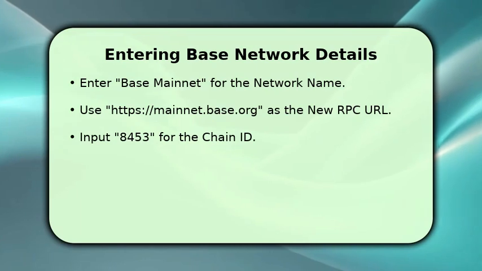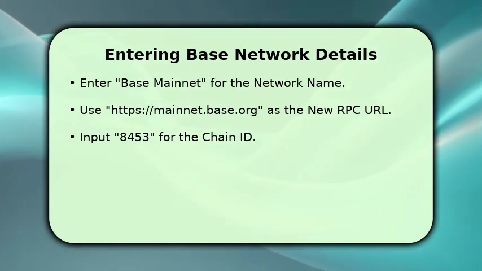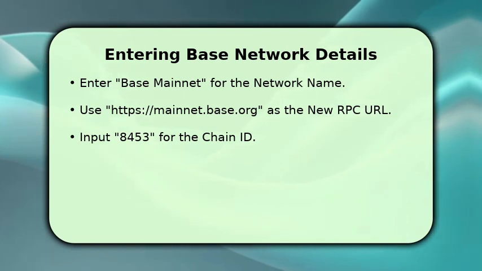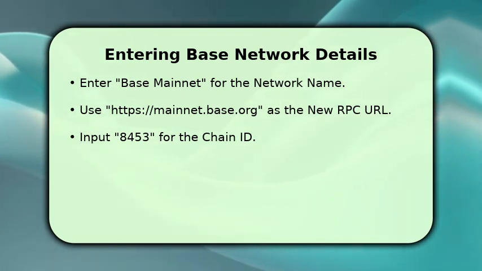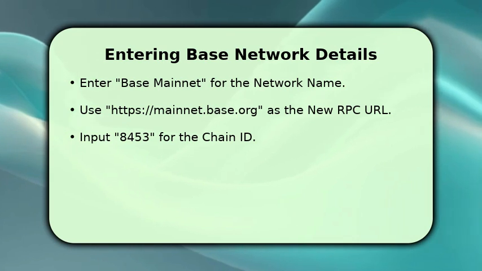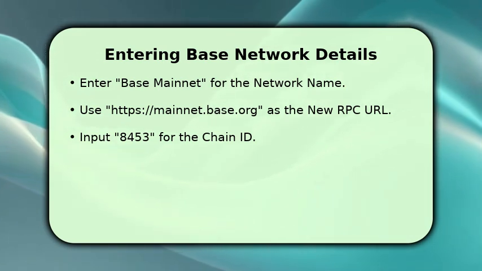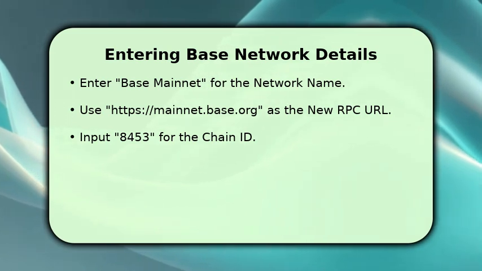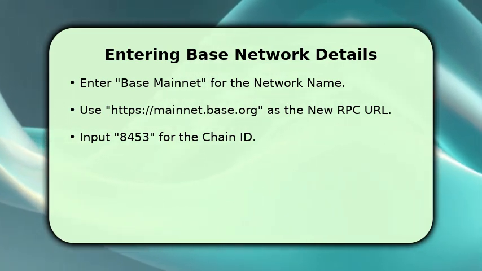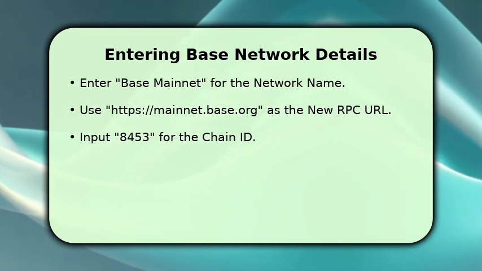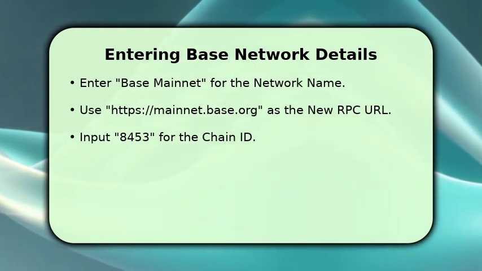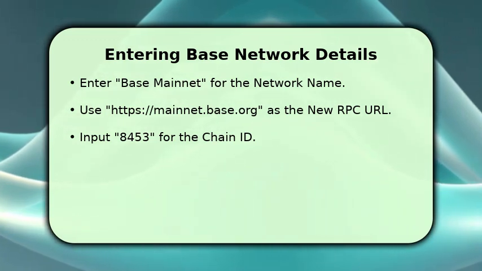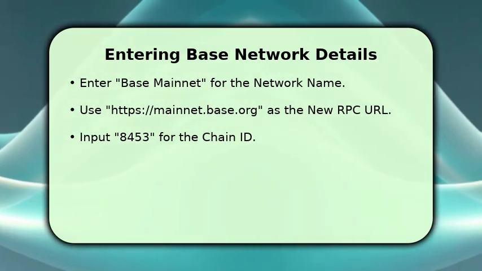Now it's time to input the Base network's details into the fields. For the network name, type Base Mainnet. The new RPC URL should be https://mainnet.base.org. The chain ID is 8453. For the currency symbol, enter ETH. Finally, for the block explorer URL, which is optional but helpful, use https://basescan.org. Double-check these details for accuracy.